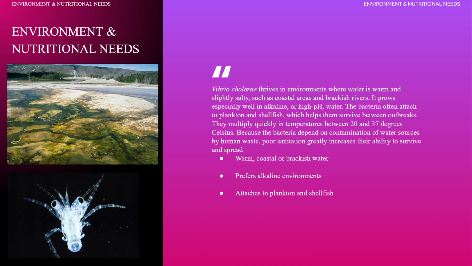So Vibrio cholerae thrives in environments where the water is warm and slightly salty, such as coastal areas and brackish rivers. It grows especially well in alkaline or high pH water. The bacteria also attach to plankton and shellfish, which can help them survive between outbreaks. They multiply quickly at temperatures between 20 to 37 degrees Celsius, because the bacteria depends on the contamination of the water source by human waste. Poor sanitation greatly increases their ability to survive and spread.